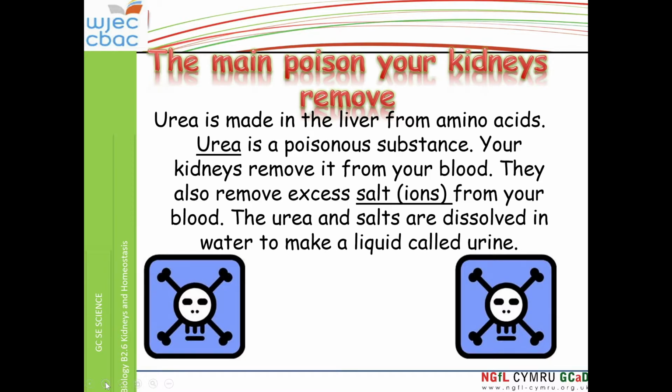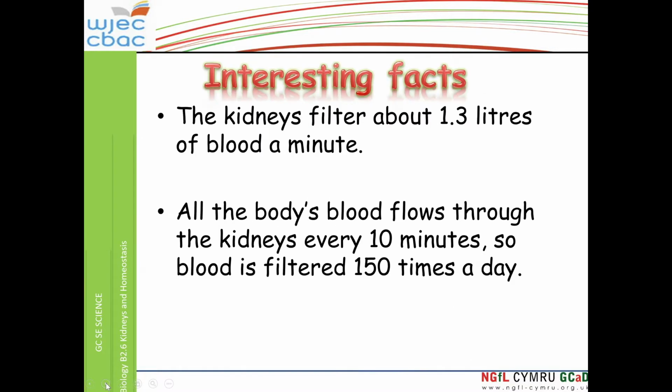They also will remove excess salts or ions from your blood, and the urea and salts are dissolved in water to make a liquid called urine. And we'll be looking at how the quantity of urine, the volume and the concentration of it, changes dependent on the conditions that your body is going through, whether you've had a lot of water to drink, whether you're dehydrated, whether you're sitting in a hot climate or in a cold climate. So can you fill in the missing words on that first page when we get the booklets?